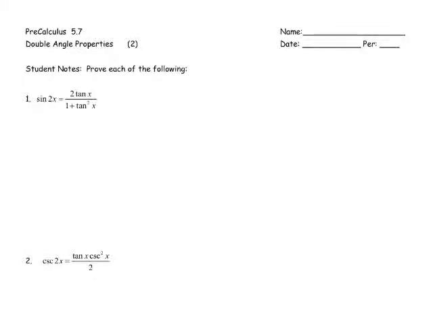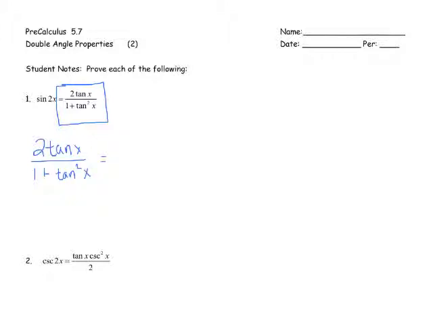All right, so today we're going to do some double angle properties. So the first page starts with some proofs. For proofs, remember that you start on one side and you go to the other side. So I'm going to start on number 1 on the right-hand side. It definitely looks more challenging than the left-hand side. So I'm going to start by writing 2 tan x all over 1 plus tan squared x.